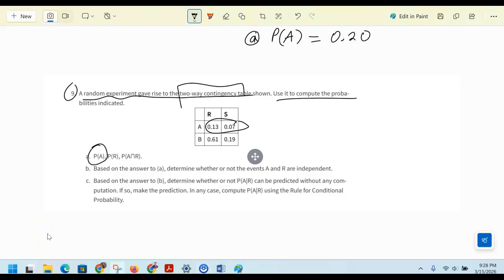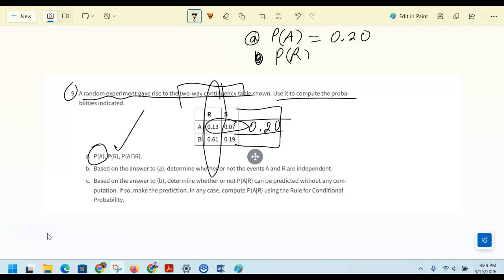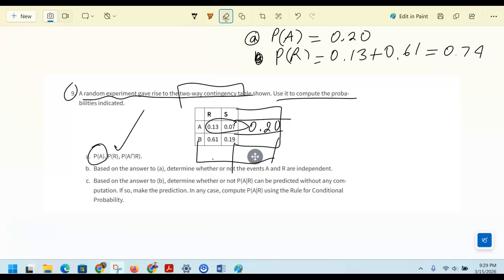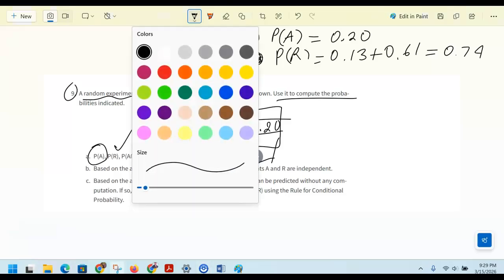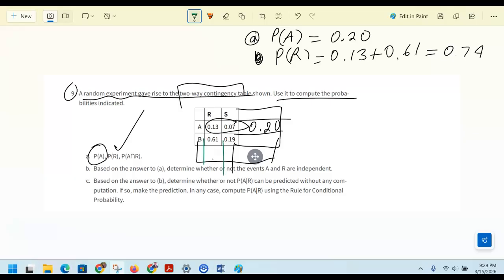So this is 0.20. You're adding those things. And the question has another part, so probability of R, you're adding this one, right? So that will give you 13 and 61, which will give you 0.74. So this is 0.74.